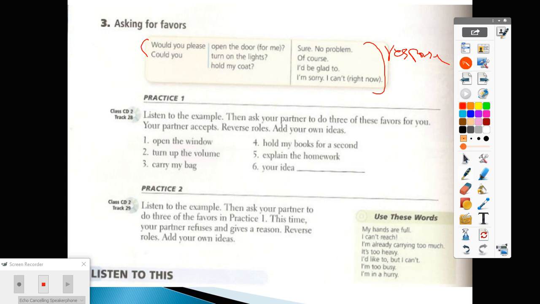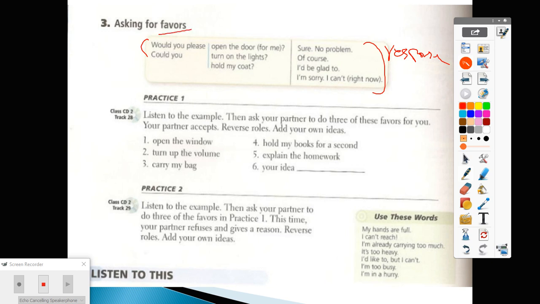Could you hold my coat? I'd be glad to. I'd be glad to. I'm sorry, I can't right now. So this is us asking for favors.